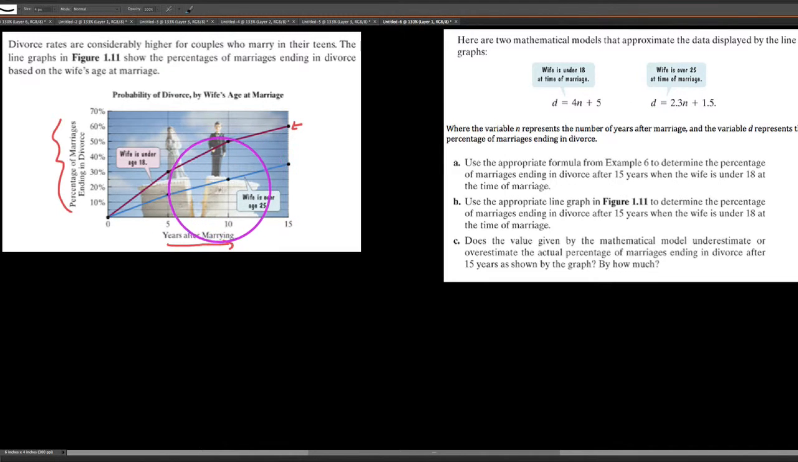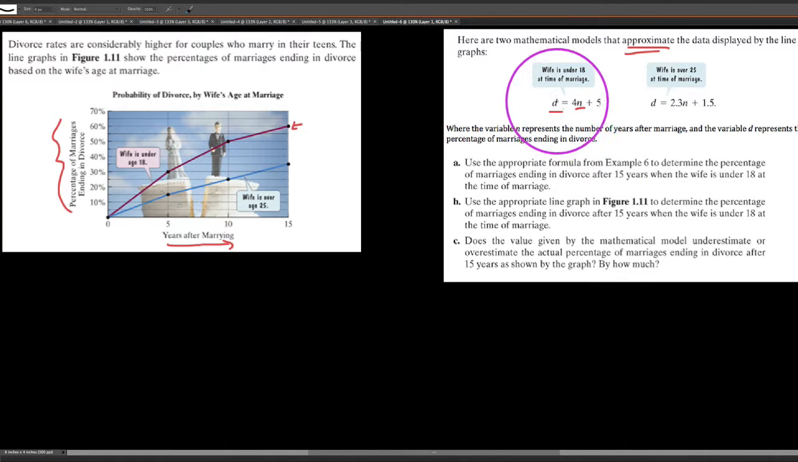And again, a big focus of this math class is that we have data, but we use equations to model situations so that they approximate it, okay? They don't tell exactly what's going to happen. But we have a model here. It says if the wife is under age 18 at the time of marriage, we have D and N, where N is the number of years after marriage. That's given to us here. We say D represents the percentage of marriages that end in divorce, okay?